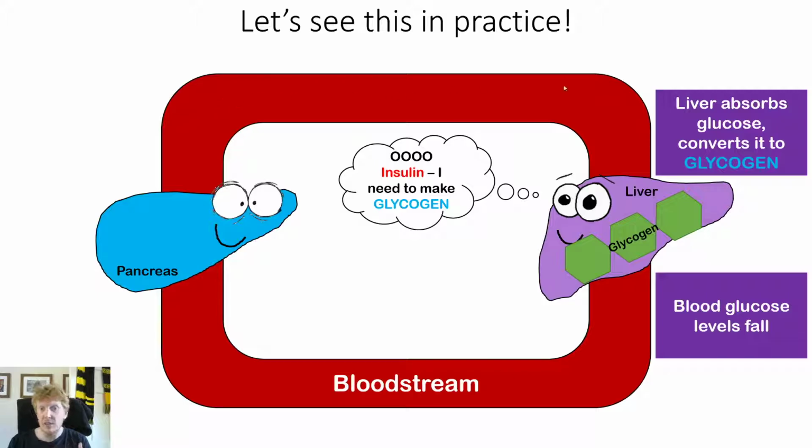And so as you can see, this means that blood glucose levels have fallen. Where there were 6 glucose molecules in the blood, there are now none. So blood glucose levels have fallen. And this is what you need to understand for GCSE.